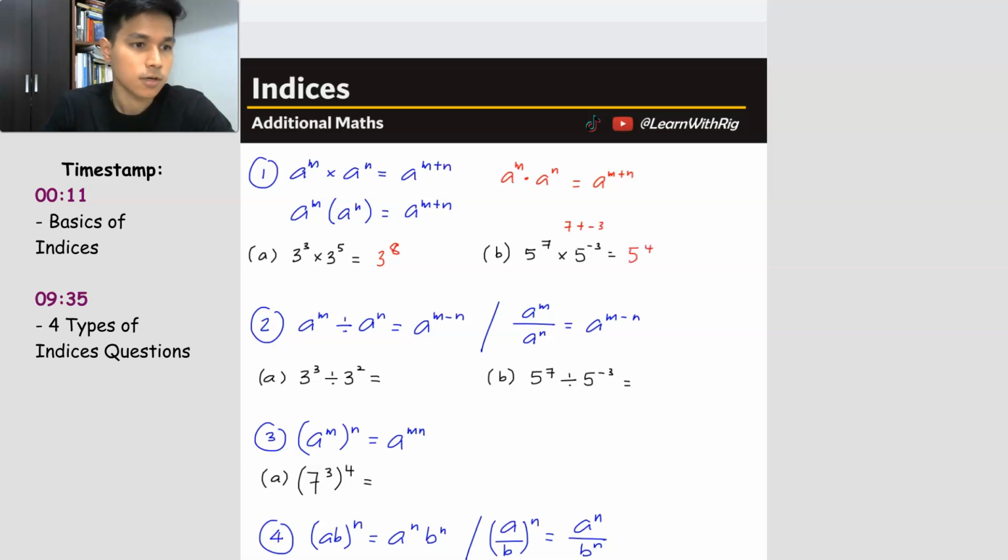Next rule: when you see divide, or when you see a fraction, it has the same meaning. That means you're going to divide. When you divide, you have to subtract the power. In this case, you get 3 power 1. And question B is a double minus. Because you have divide here, that means 7 minus, and then here negative 3, so it becomes plus, and you get your answer 5 power 10.